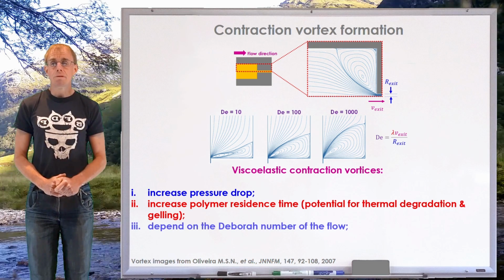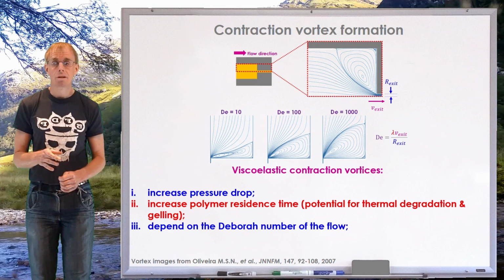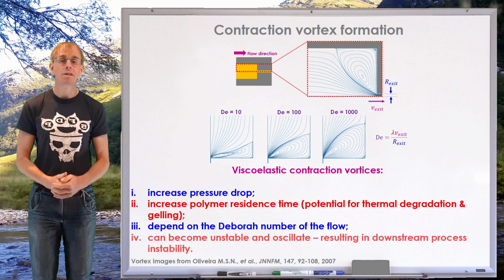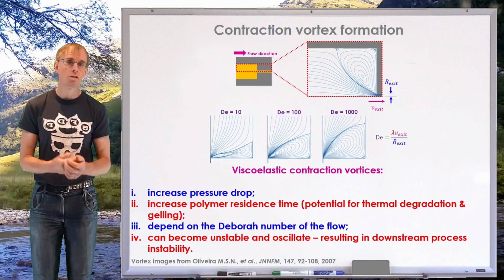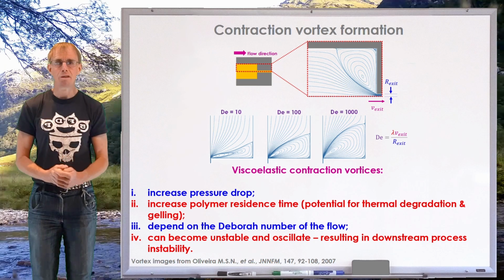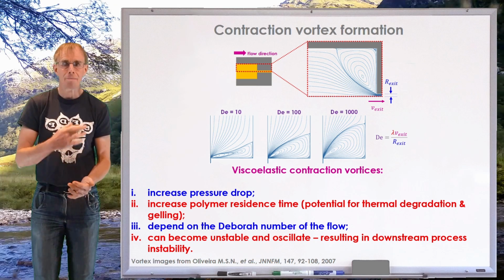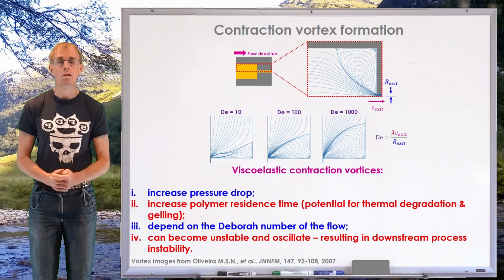So the Deborah number of the flow is an important ratio to know about, and for very high Deborah numbers, what you find is that these vortices become unstable. I've pictured 3 stable vortices there. Well, I've pictured them as stable because it's a non-animated picture. You don't know if they're stable or not, but those are actually stable vortices.